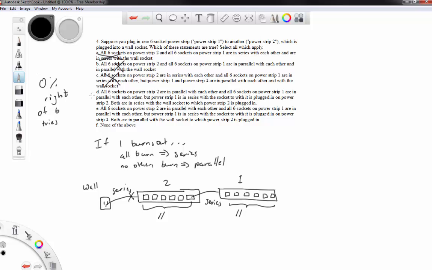So that means that this one is correct. And since this is a select all which apply, obviously if one's correct, then none of the above is not correct. So is this one correct?